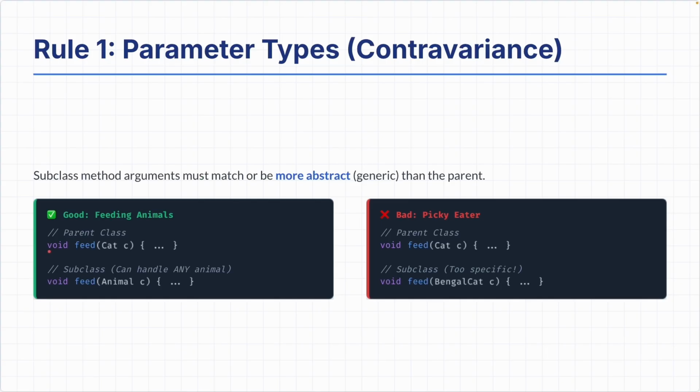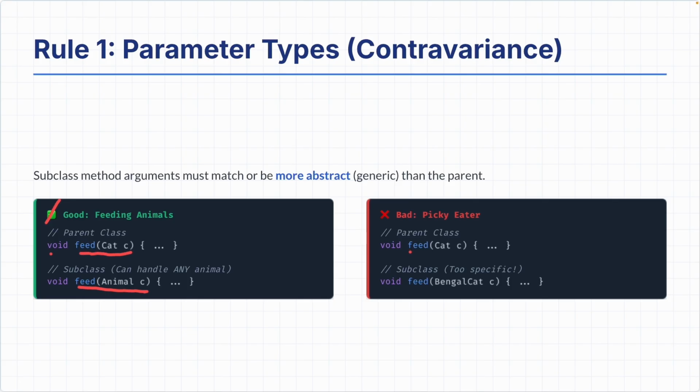Similar to the previous example, there are other cases where this rule applies as well. For example, let's say we have a feed function that takes a cat as a parameter. Now in the subclass, if instead of cat we use animal as the parameter type, that is perfectly fine, because cat is an animal and animal is more abstract than cat. So the subclass is not restricting the input, it is actually allowing more flexibility.